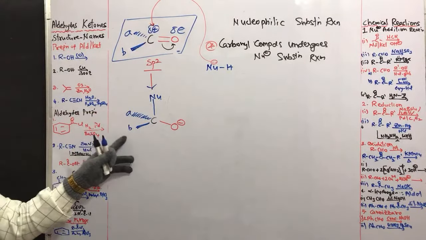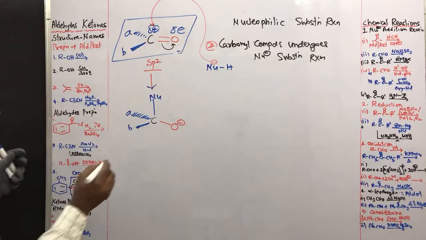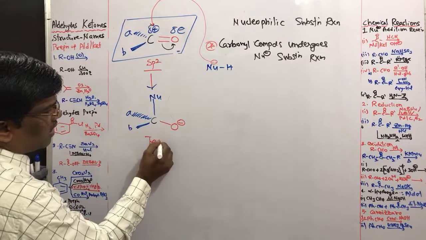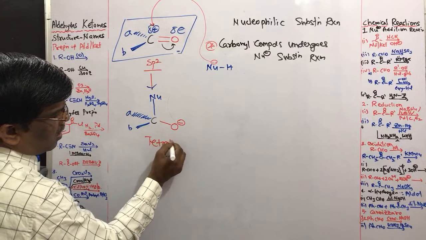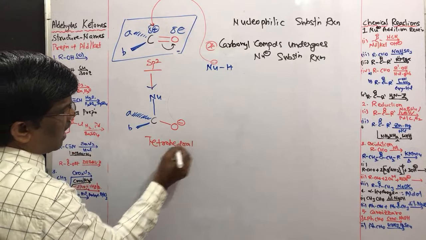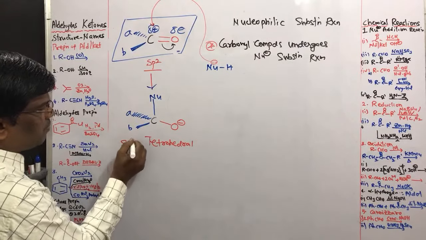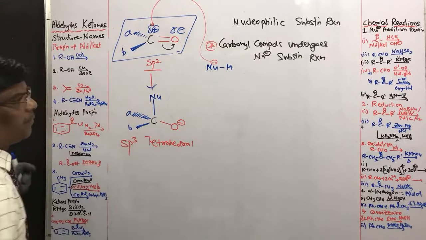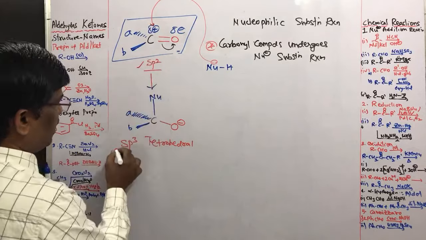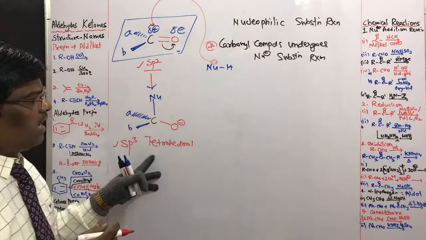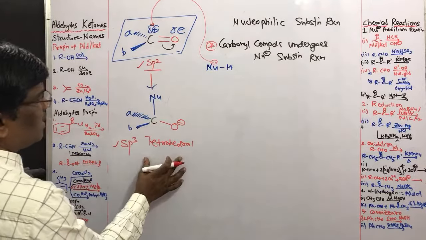What is the hybridization of this carbon? It is tetrahedral, and what is the hybridization? sp3. So carbonyl compounds during nucleophilic substitution undergo sp2 to sp3 hybridization because it is strained. It is very easy. It easily undergoes this reaction.